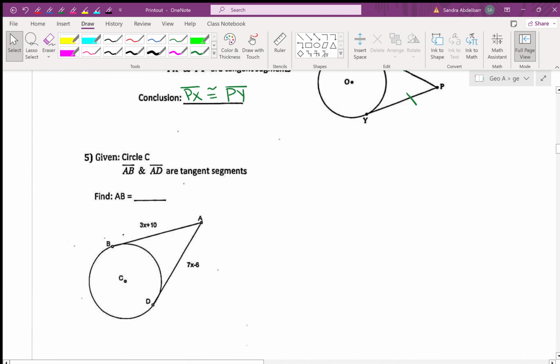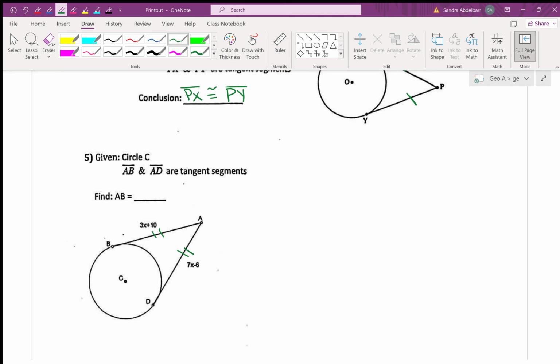All right, let's do some more problems. We have AB and AD are tangent segments. Make a conclusion. If AB and AD are tangent segments, they're both coming from A, therefore they must be congruent. All right, find AB. In order to find AB, I need to solve for x.